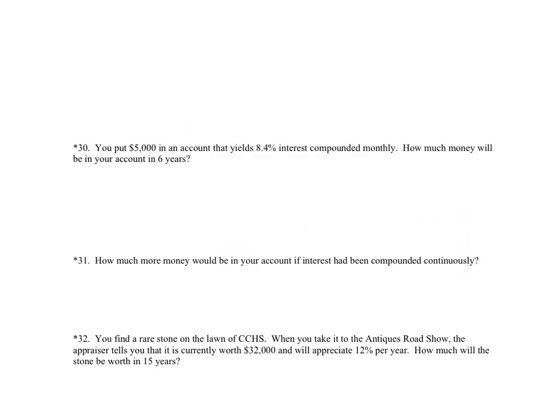Let's take a look at number 30 here. It says you put $5,000 in an account that yields 8.4% interest compounded monthly. So the keyword is compounded monthly. That's a clue that I will be using this formula here. Okay, so let's go and plug everything in.